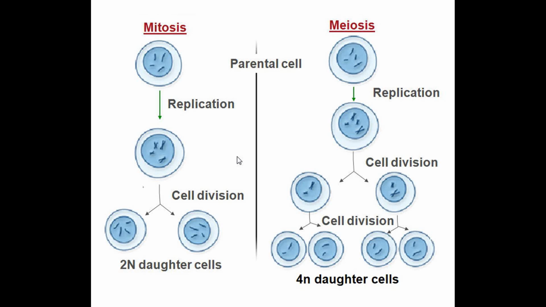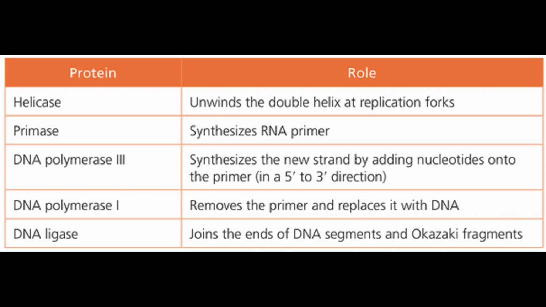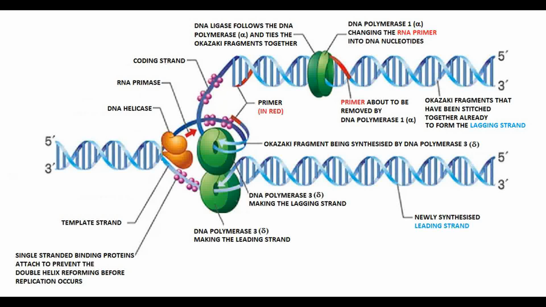The process of DNA replication involves 5 main enzymes: DNA helicase, RNA primase, DNA polymerase III, DNA polymerase I, DNA ligase. DNA is double-stranded. The template strand runs 3' to 5', whilst the coding strand runs 5' to 3'.